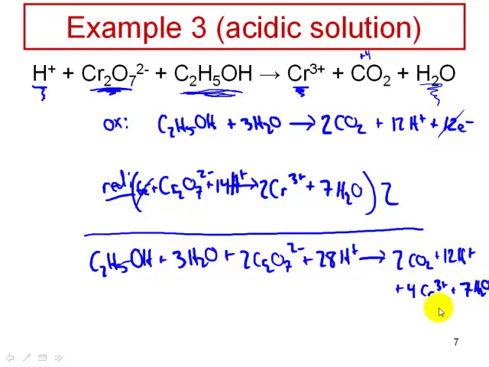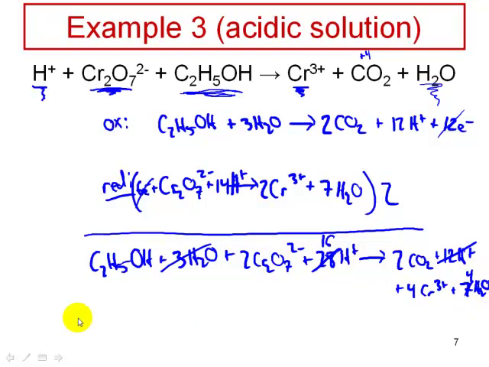Okay, now this equation can be simplified because you can see we've got some duplicates. I've got 12H plus on this side, and I've got 28 over here, so those are going to cancel, and I go down to 16 on that side. On this side, I've got 7 water. On this side, I've got 3, so those are going to go away, and this goes down to 4.